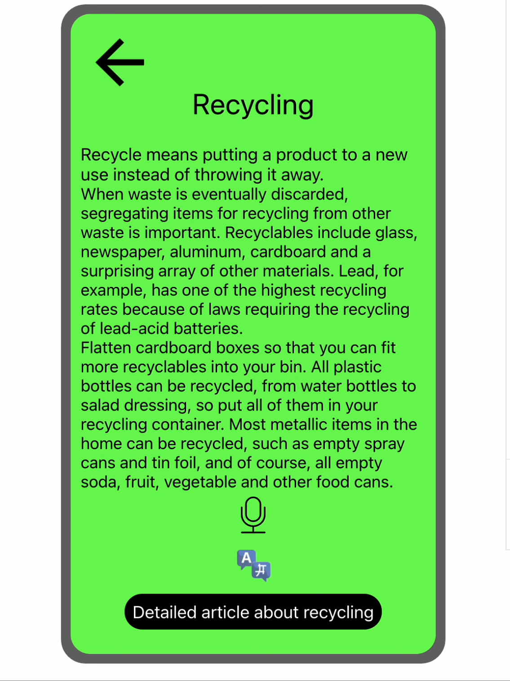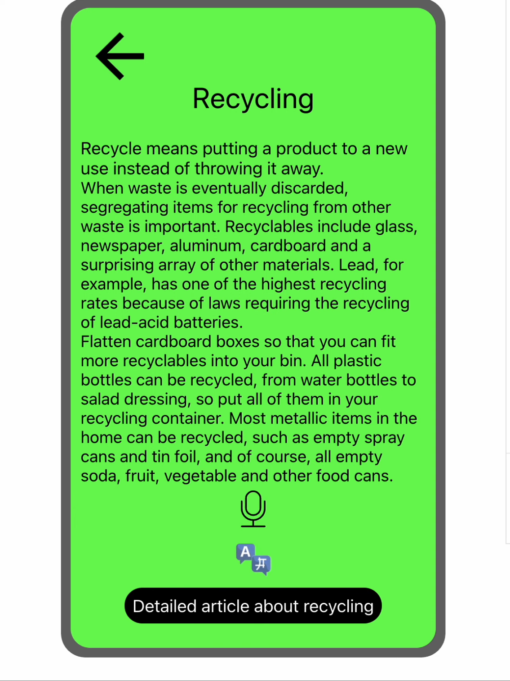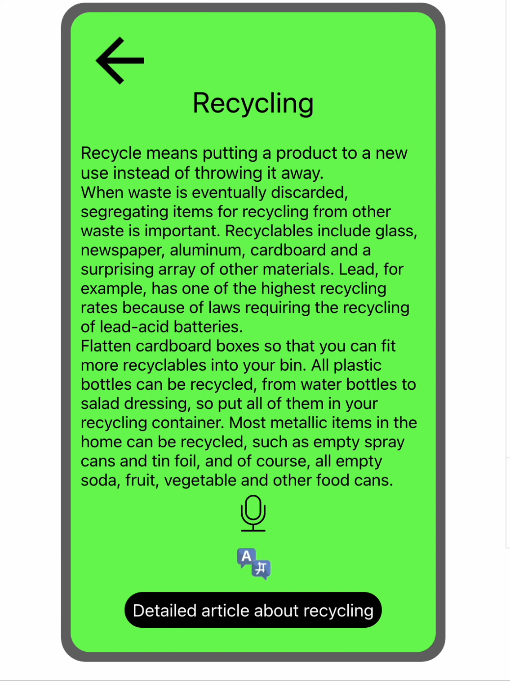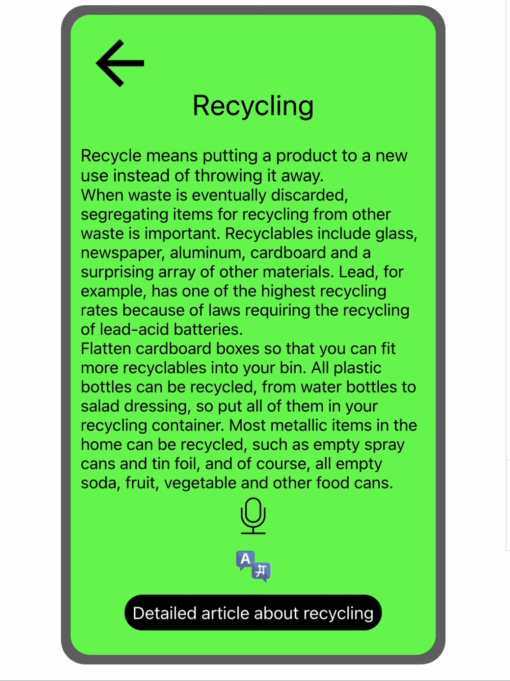Flatten cardboard boxes so that you can fit more recyclables into your bin. All plastic bottles can be recycled, from water bottles to salad dressing, so put all of them in your recycling container. Most metallic items in the home can be recycled, such as empty spray cans and tinfoil, and of course, all empty soda, fruit, vegetable, and other food cans.